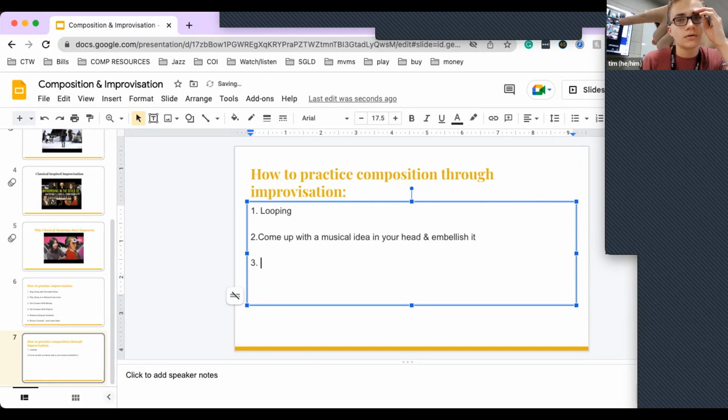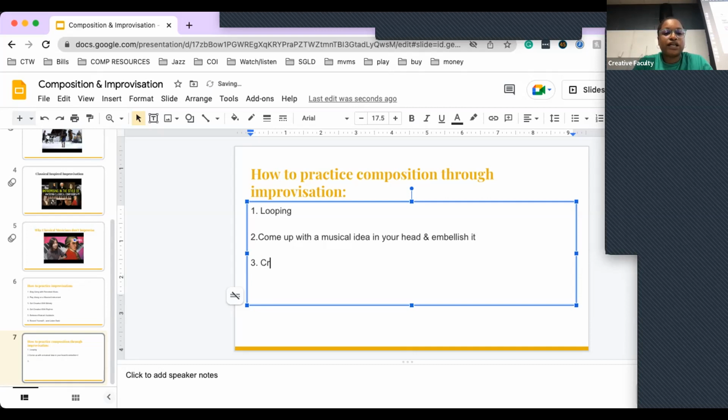Tim, how do you practice composition through improvisation? Sometimes I like to impose restrictions on myself, like I have to do certain things when I improvise. And so I can see the things that I come up with when I'm under pressure, in the moment. Yeah. So you create a set of creative restrictions or parameters. Thank you, Tim.